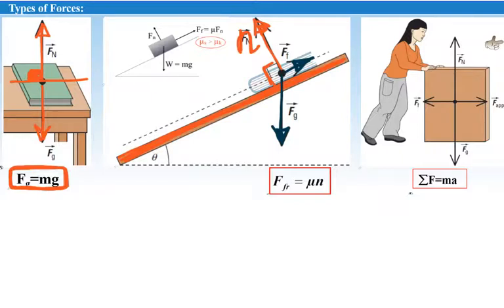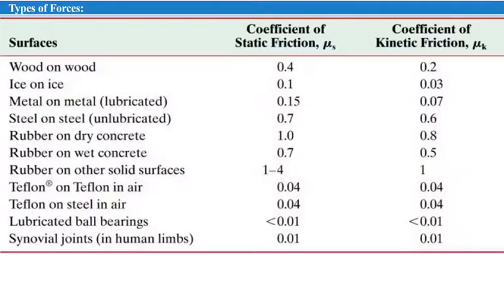There are tables, and here I found one of these tables. You can see that wood on wood will have a coefficient of static friction. I'm going to talk about the difference between static friction and kinetic friction. And let's say ice on ice. If you have something sliding on ice, you will have a coefficient of friction, static and kinetic. Then metal on metal is going to have a different coefficient of friction. Do you see that it doesn't depend on anything but only on the material?